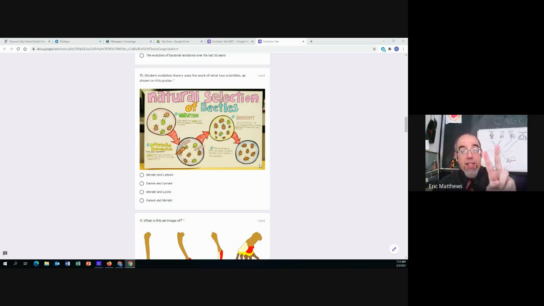What two scientists have both of their work in this one poster? Is it Mendel and Lamarck, Darwin and Lamarck, Mendel and Locke, or Darwin and Mendel? So this poster shows the work of what two scientists that together make up our modern evolutionary theory? Is it Mendel and Lamarck, Darwin and Lamarck, Mendel and Locke, or Darwin and Mendel?